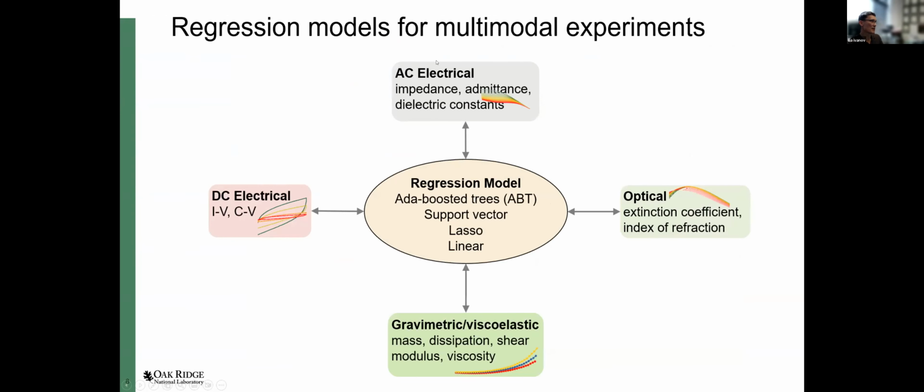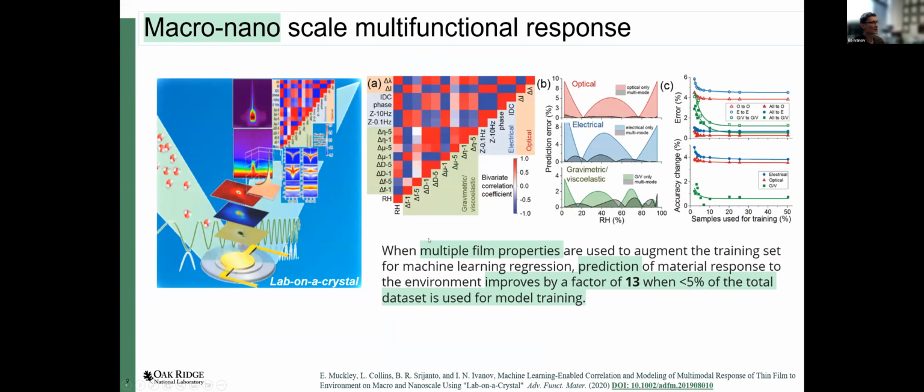All these measurements, whether it's electrical impedance spectroscopy, optical spectroscopy, gravimetric spectroscopy, or DC-based electrical measurements of the films, come together to be fitted by regression models to realize the predictive models for the next step of experiments. We've done this multifunctional assessment of materials using the lab on a crystal, which is based on a quartz crystal microbalance, a flat polished piece of quartz piezoelectric material with two electrodes on both sides.